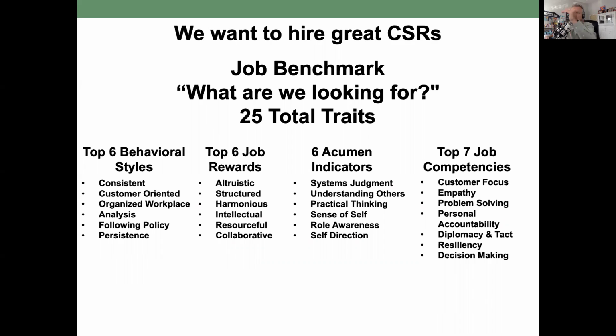I want to call your attention to the top line of each of those. The number 1 behavioral style is consistent. The number 1 job reward is called altruistic. The top acumen indicator is called systems judgment. And the top job competency is called customer focus. I want to show you one example from each of those 4. We're going to pull out those traits and I'll show you exactly how this tool works.